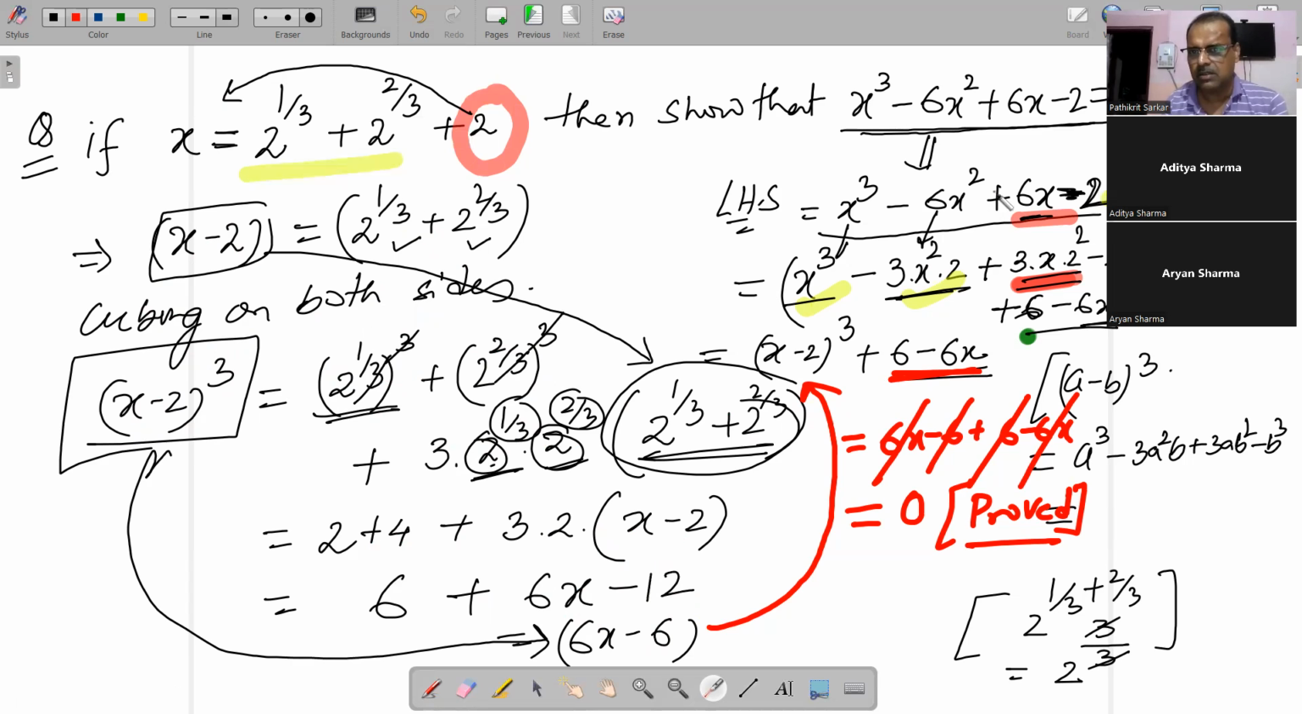Once you get these equations, this is the form, and after that you simply put the value of (x - 2) whole cube over here, this particular value whatever you have got from here. Put this value directly here. Once you put this value over here, you will see the final equation becomes 6x - 6 plus 6 - 6x, so cancel, ultimately it comes down to 0. So this is one of the ways by which you can solve such type of problem.